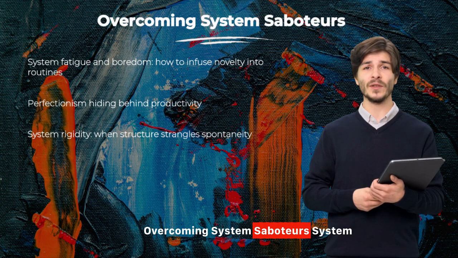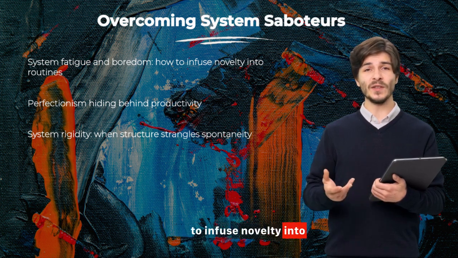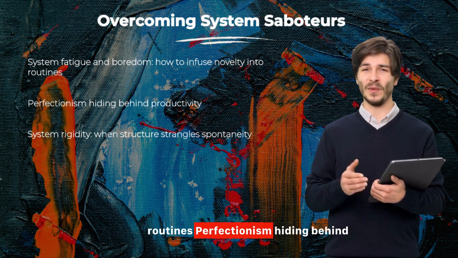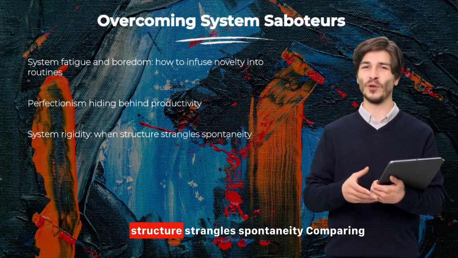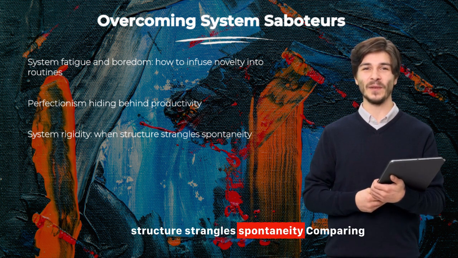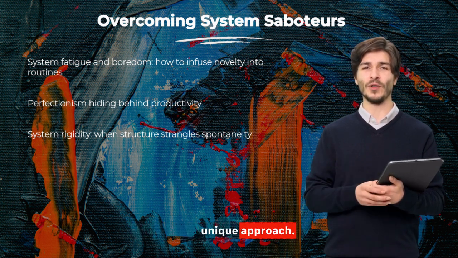Overcoming system saboteurs. System fatigue and boredom. How to infuse novelty into routines. Perfectionism hiding behind productivity. System rigidity. When structure strangles spontaneity. Comparing your process with others. Building confidence in your unique approach.